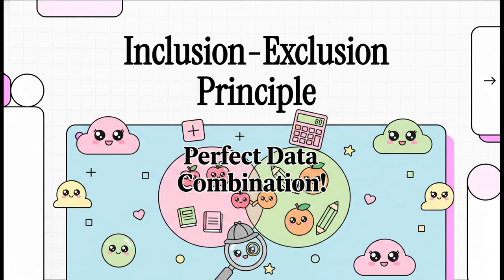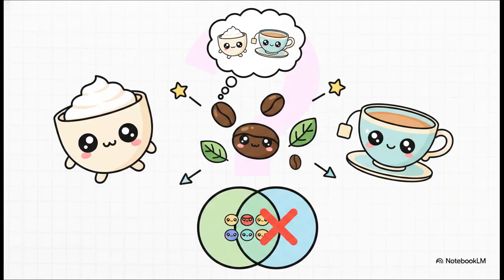What exactly went wrong? You forgot about the overlap. The people who work in multiple departments got counted multiple times. So today, we're going to unlock the secret to perfect data combination and solve this exact mathematical headache once and for all. Think about the sheer chaos of trying to combine massive amounts of data without a reliable rule to handle the places where everything intersects.